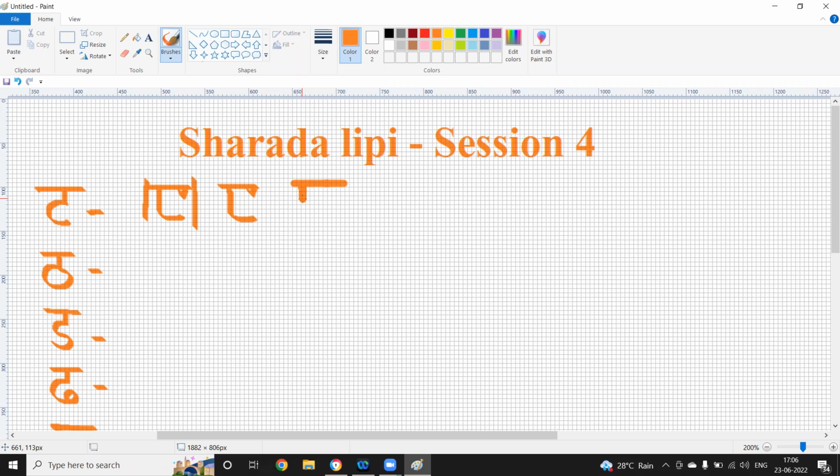This I'm drawing with the round tip. This is how it is going to look if you draw it with a non-calligraphic brush. Make sure that this triangle on the Shirorekha that you're drawing is a sharp angle triangle and not a round. This is how it has to be drawn and not like this.